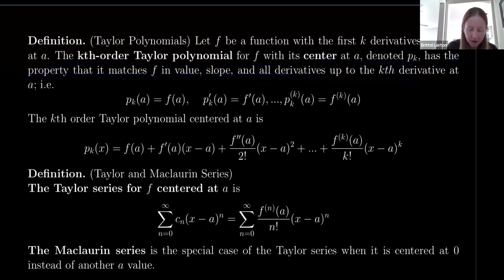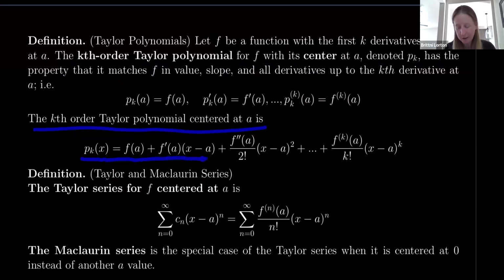And then the kth order Taylor polynomial is p sub k of x equals f of a plus f prime of a times x minus a plus f double prime of a over 2 factorial times x minus a squared plus f triple prime of a over 3 factorial times x minus a cubed plus f to the fourth derivative at a divided by 4 factorial times x minus a to the 4, etc., etc., etc. And then, of course, infinite if it were a series.